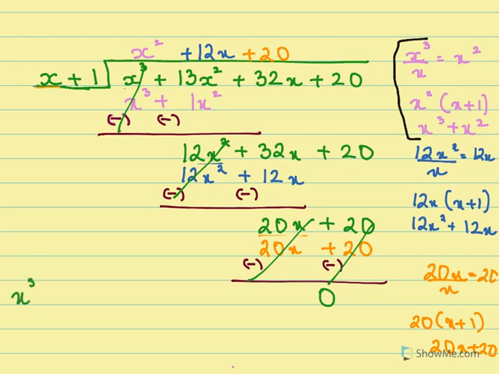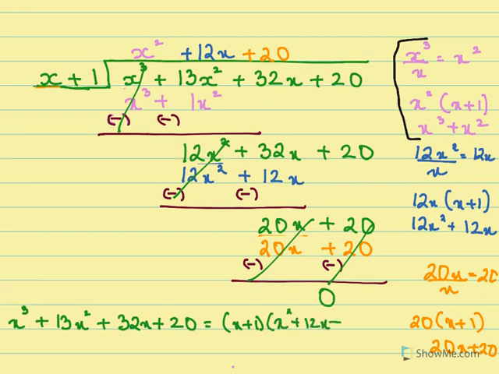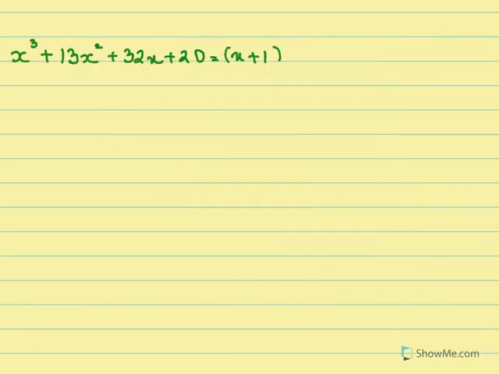So now we can write x cube plus 13x square plus 32x plus 20 equal to x plus 1 into x square plus 12x plus 20.